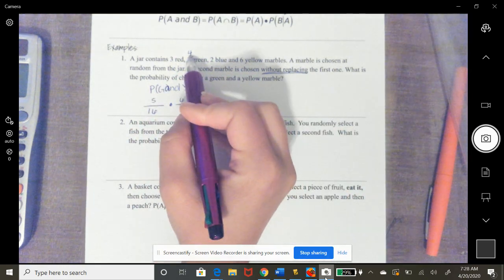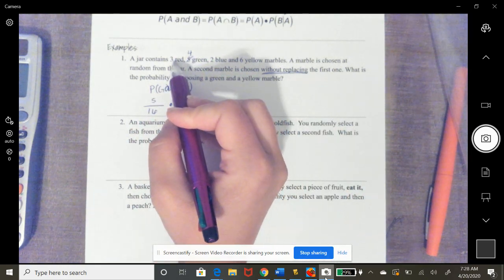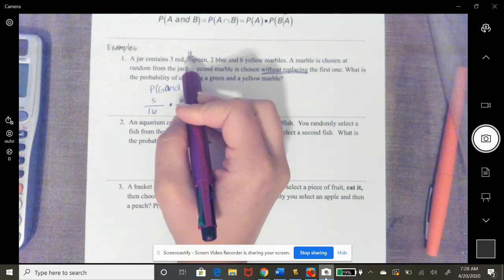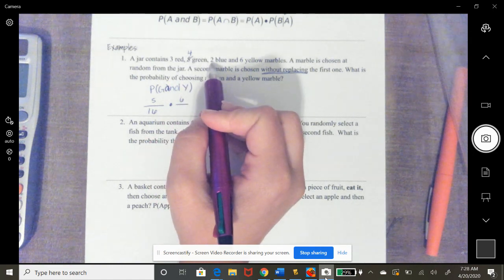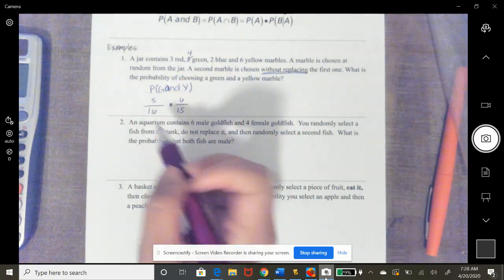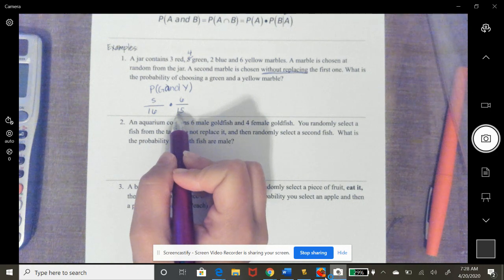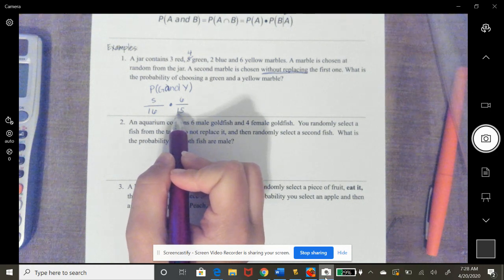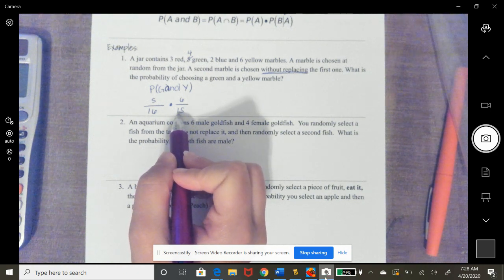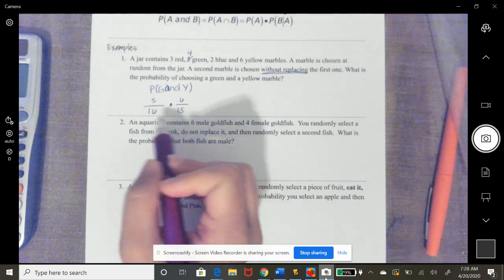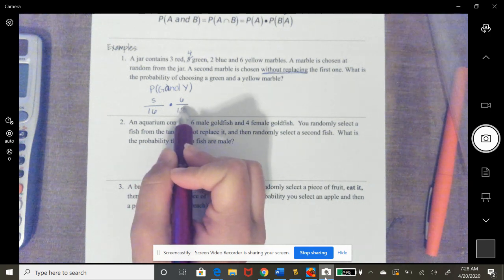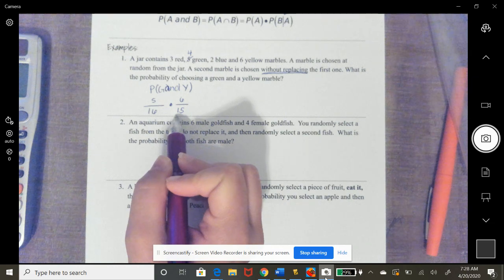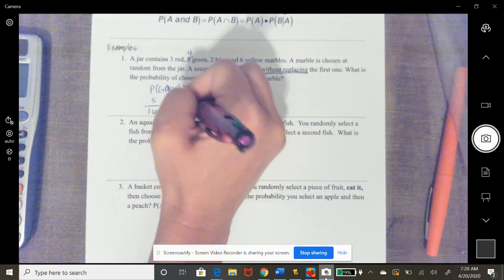Now since we only have 4 green left, my total amount of marbles is going to change. So 3 plus 4 is 7, plus 2 is 9, plus 6 is 15. So this will decrease by 1 because we drew a marble out of the bag. And for all of these dependent events, you're going to see that happen. So that's really the big difference here, the denominator is going to change on that second draw. And then we multiply.